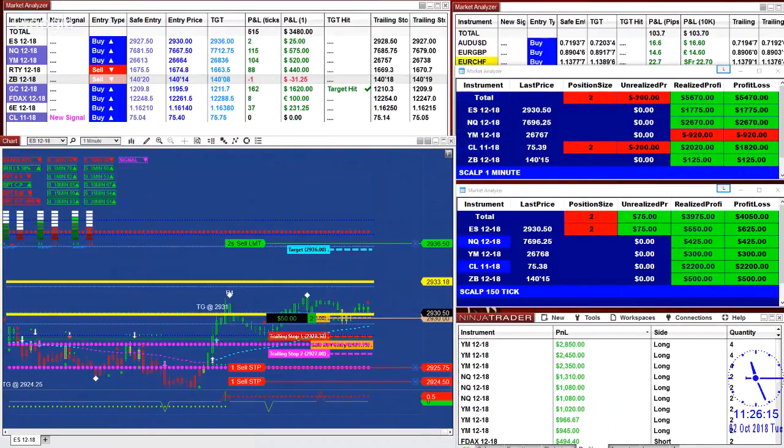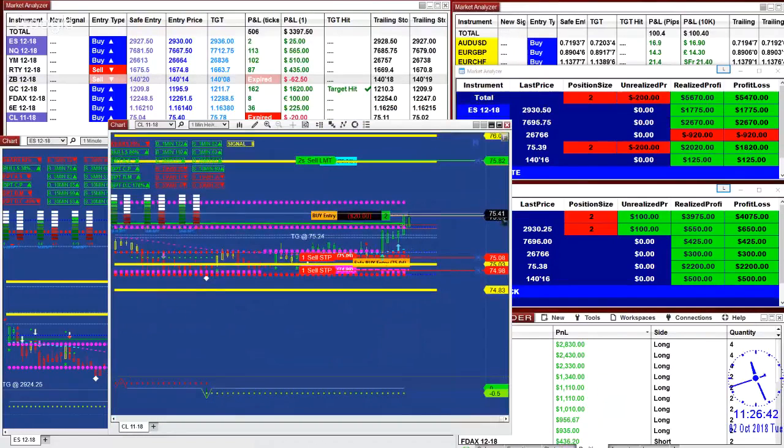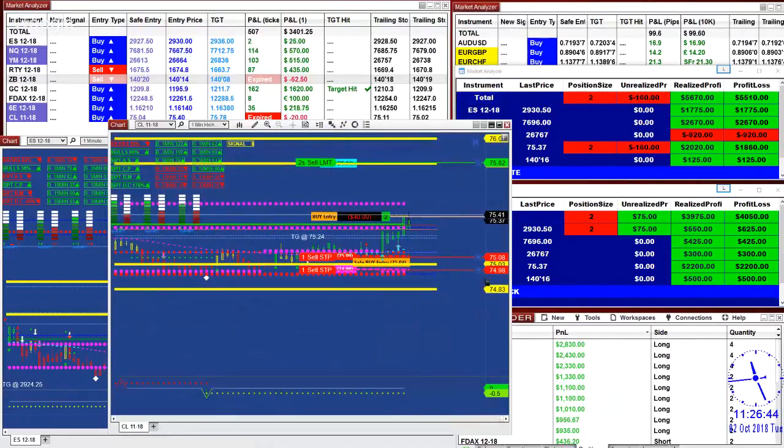We have a new signal on the CL entry 75.40, target 75.75. That's nice. There's a lot of ticks in this one. So there is a new signal on the CL. Will anything be moving today? We'll see. This is your CL trade.